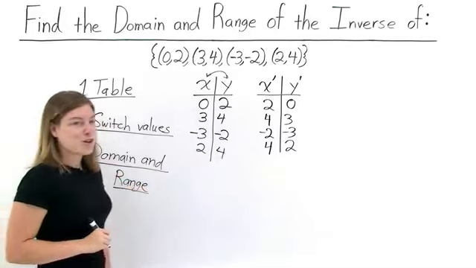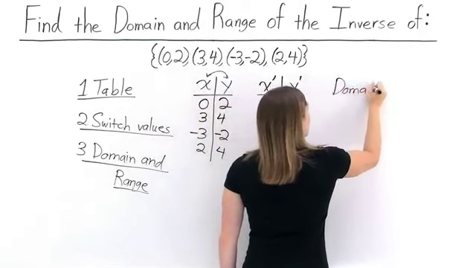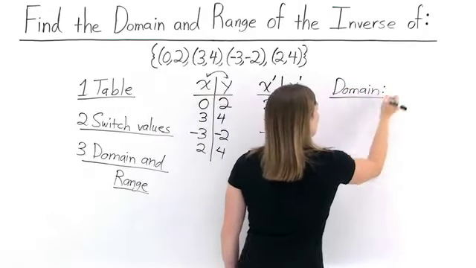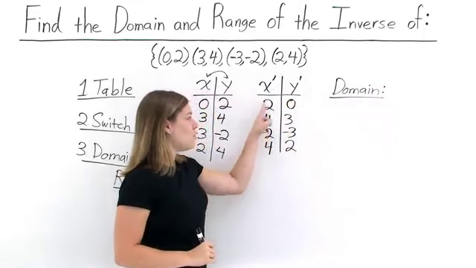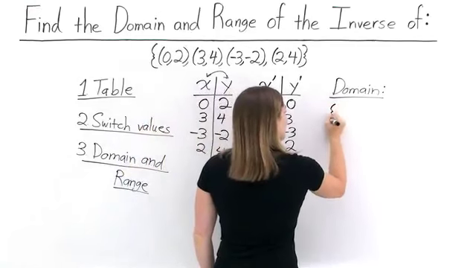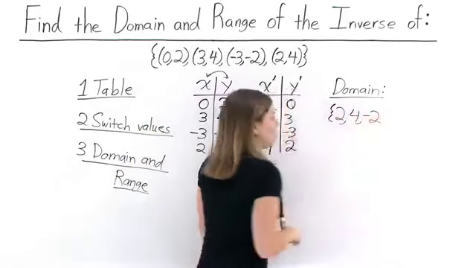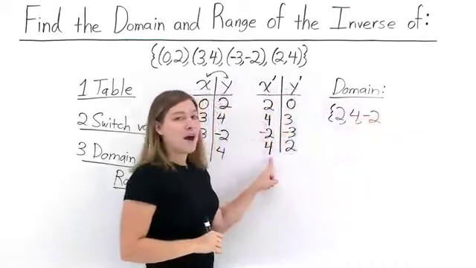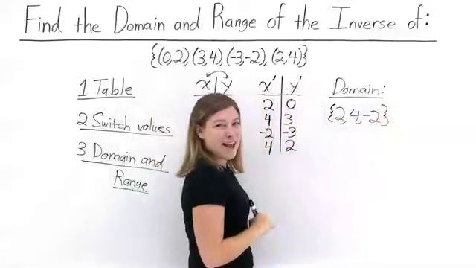So, let's start with the domain. Remember, the domain is the set of all the x coordinates. So, look at our x coordinates of our inverse. We have 2, 4, -2, and 4. So when we write that set, we have 2, 4, -2, and since we have 4 twice, we only write it once. So this is our domain.